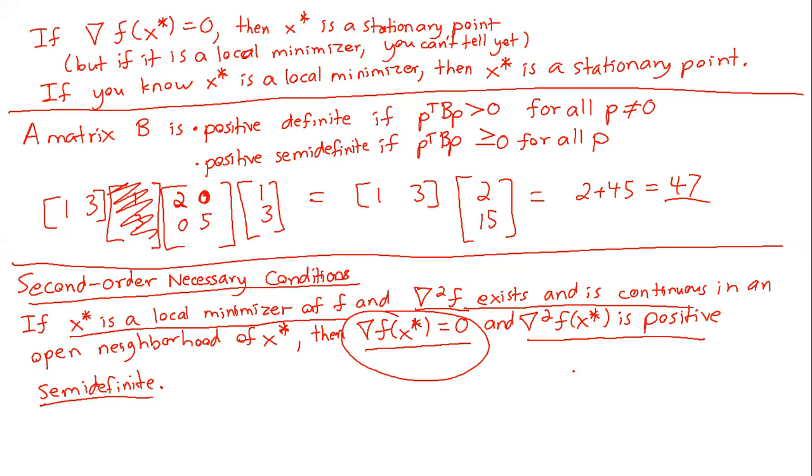We're going to do it the same way. We're going to do proof by contradiction by saying, assume this part is not true, and then demonstrating that if this part is not true, x star cannot be a local minimizer. So assume that del squared f of x star is not positive semi-definite. And we're going to show that this will not give me a local minimizer.